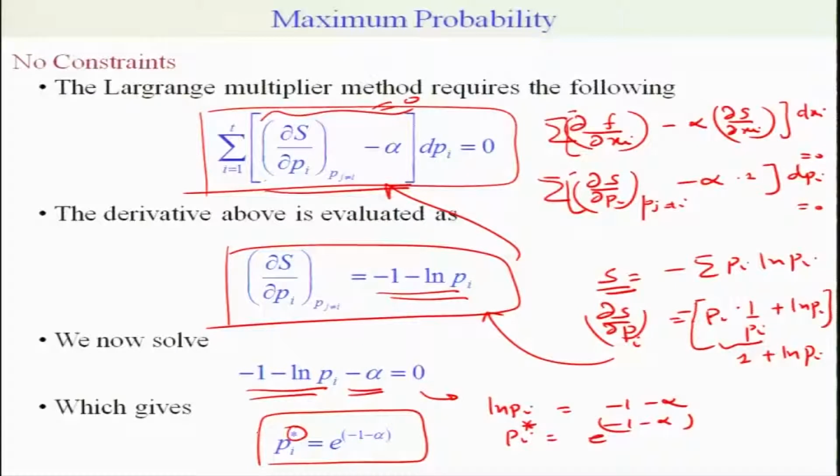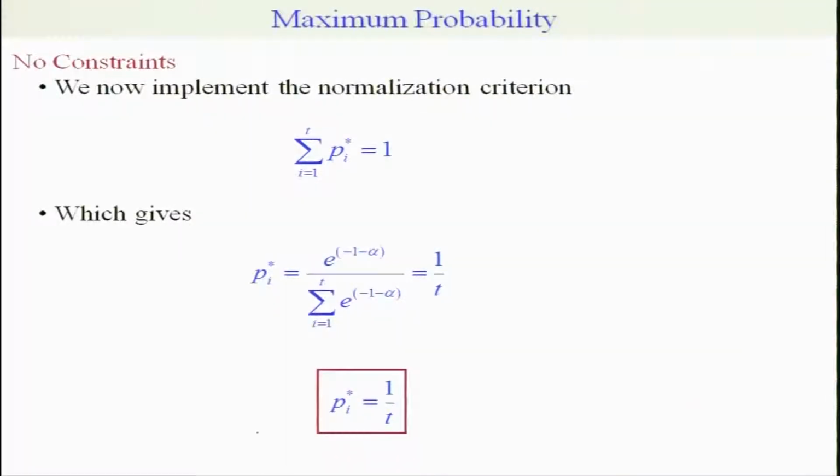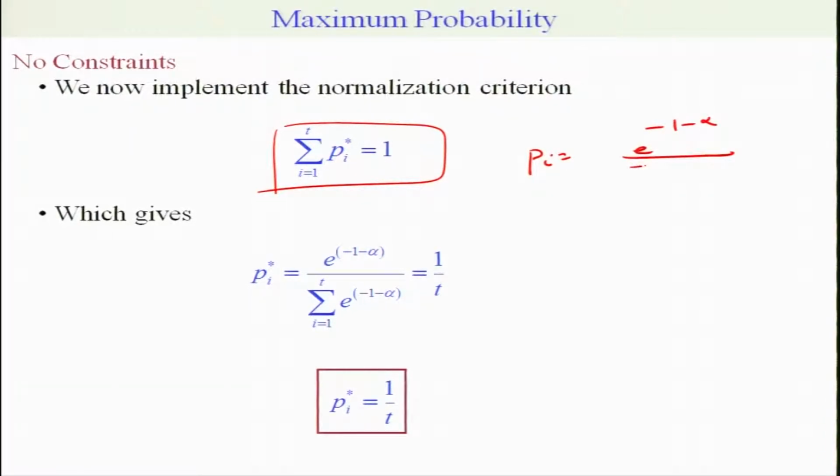Now, the major problem is that we don't know what alpha is. So in order to get alpha, we can go back to the normalization criterion that the sum of the pi should be 1. So we plug in this expression for pi, and we know that the sum of the pi should be 1. Now if we consider this to be e to the power minus 1 minus alpha, I can write this as the sum over pi, and now I can get rid of alpha.